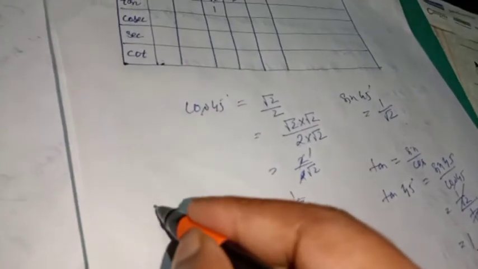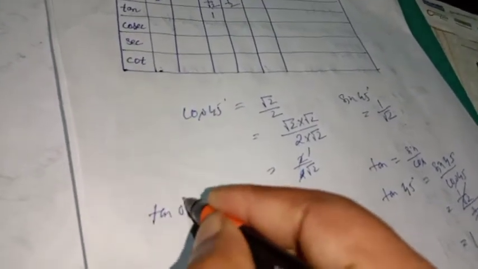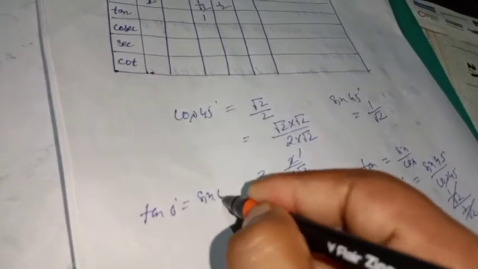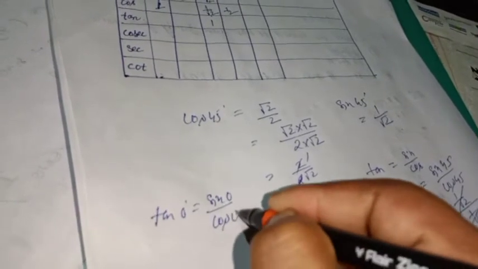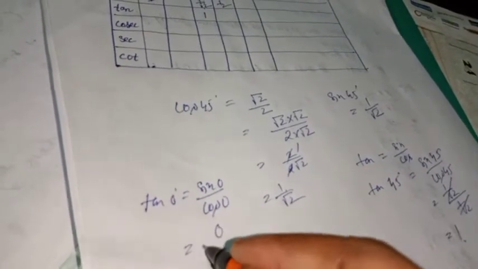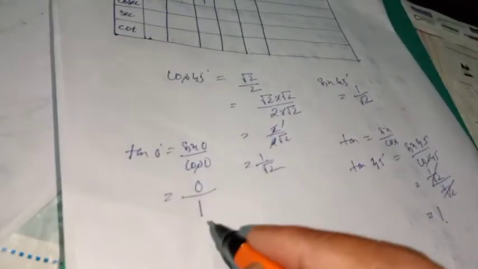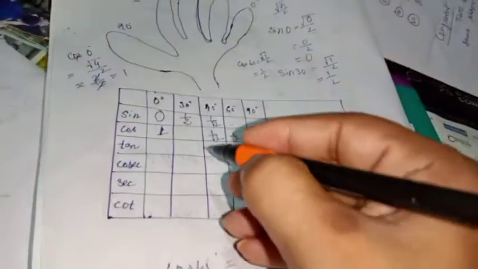So tan 45 is 1. Not only for 45, you can find out for all. Suppose you need tan 0 degree. Then sine 0 by cos 0. Sine 0 is 0 and cos 0 is what? 1. And 0 divided by 1 is 0. So it is 0. Now see, like this you can find out the value of tan.